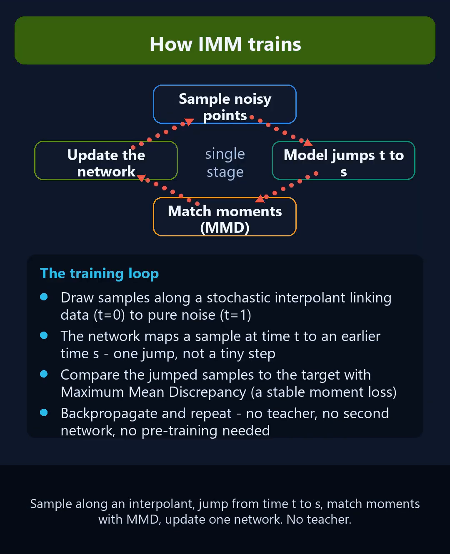Here is the training loop. You draw noisy samples along a stochastic interpolant, a smooth path that links real data at time 0 to pure noise at time 1. The network learns to map a sample at time t back to an earlier time s in a single jump. You then compare a batch of these jumped samples to the target using Maximum Mean Discrepancy, a stable, sample-based moment matching loss. Gradients update the one network. No teacher, no second model, no pre-training.